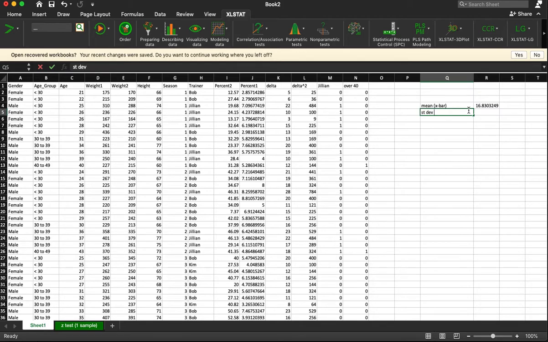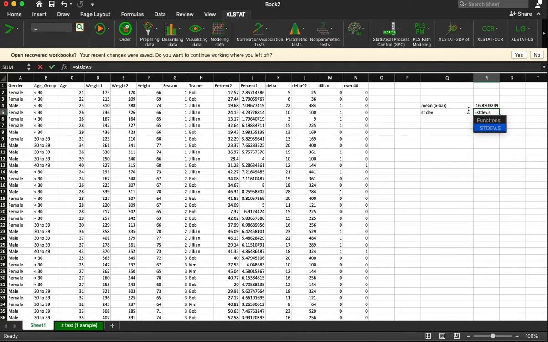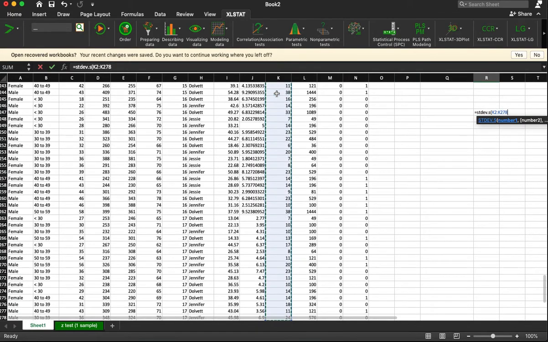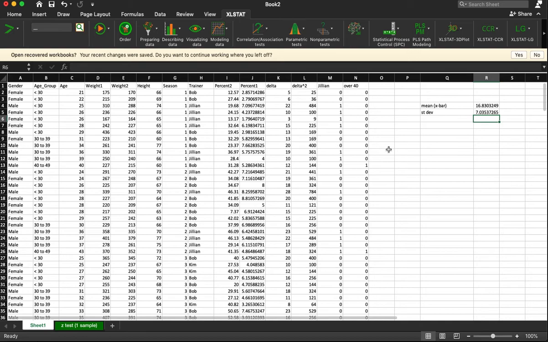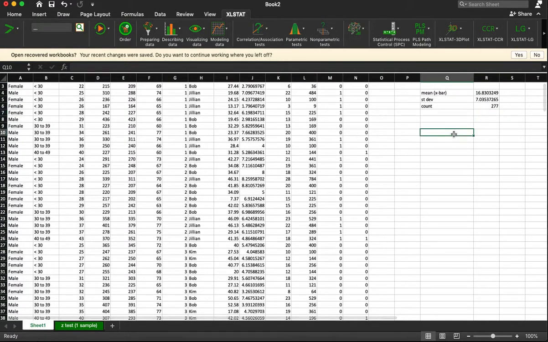Okay, standard deviation we're going to do of the sample. So that's STDEV.S. Click, Shift, Command, down. And we need the count. That's how many observations we have.